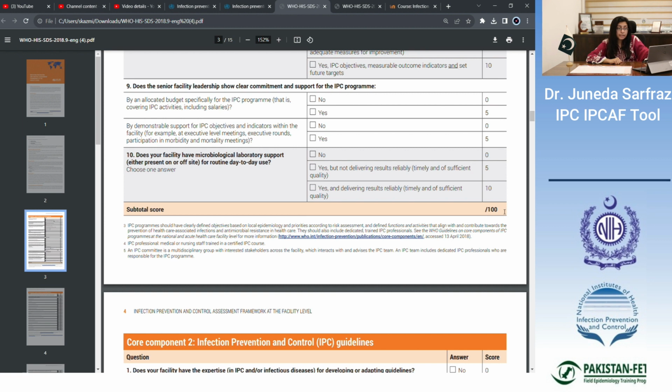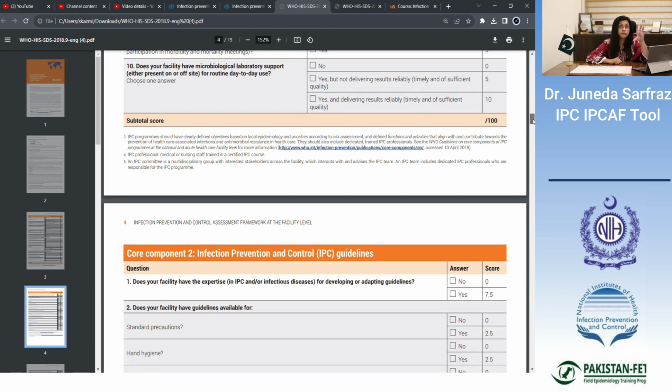So the subtotal score. Why is it a subtotal score? Because it's being scored out of 100, but it is for one component only. That's why it is called a subtotal score. So with this, we complete the first component.